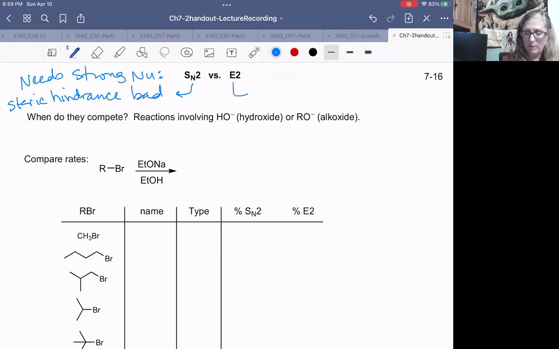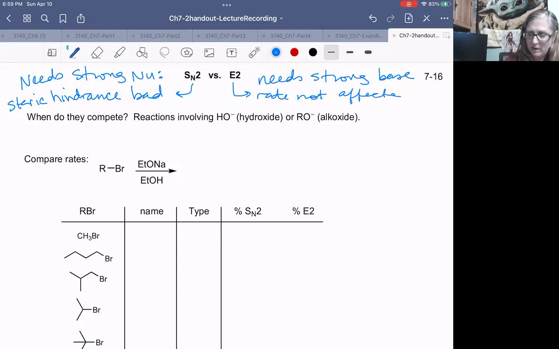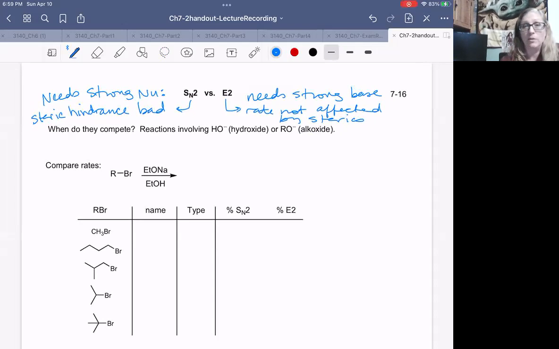Okay, so what are the requirements of the E2 elimination? This needs a strong base. Remember, this is the bimolecular reaction where it attacks the beta proton, forms a pi bond, and kicks off the leaving group. So I need a really strong base for this. And it turns out that the rate is not affected by sterics. So a lot of times it's going to be the sterics that distinguish and determine the path of E2 versus Sn2.